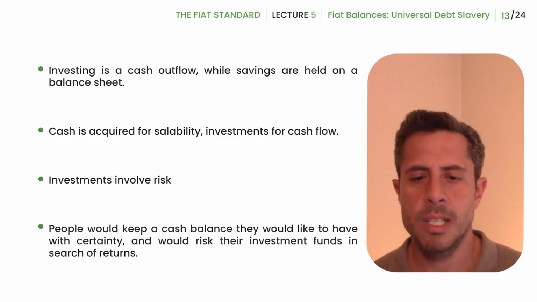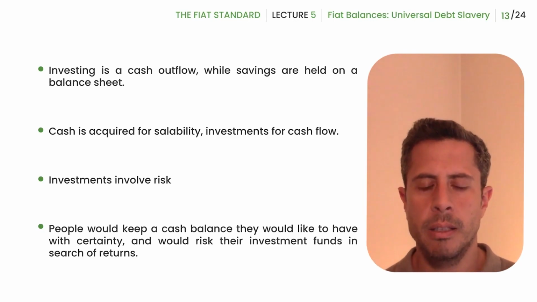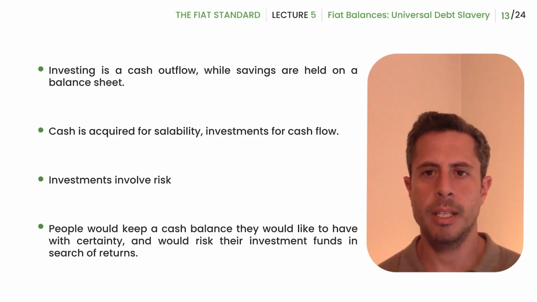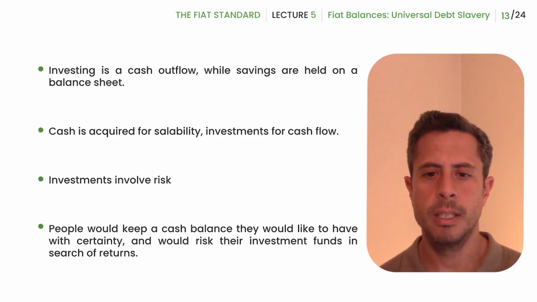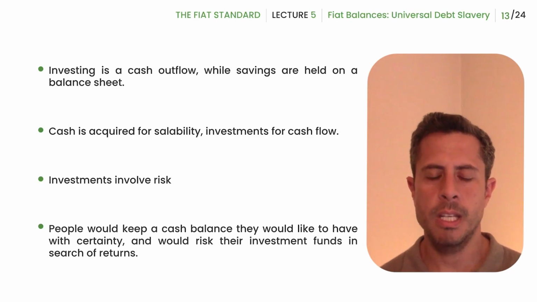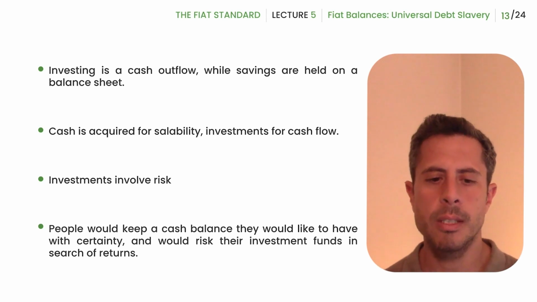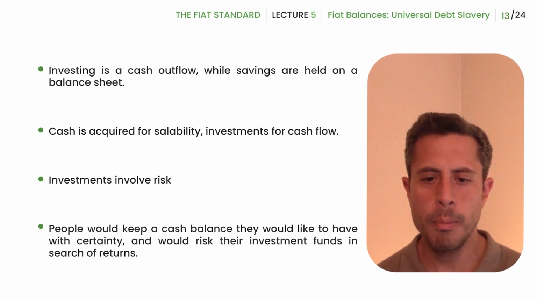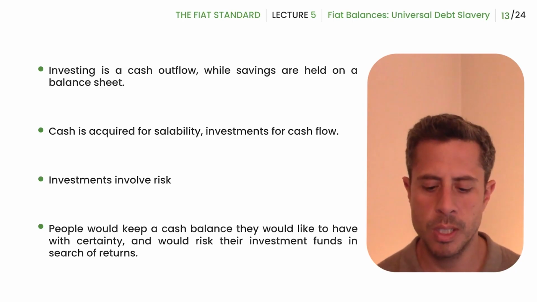But of course, investing is not saving. Investing is a cash outflow while savings are held on a balance sheet. So there's very categorically different things. Cash is required for salability. Investments are acquired for cash flow. Investments involve risk. Cash, the point behind cash is that it involves the least risk. People would keep a cash balance they would like to have with certainty and would risk their investment funds in search of returns. This is how it usually worked.